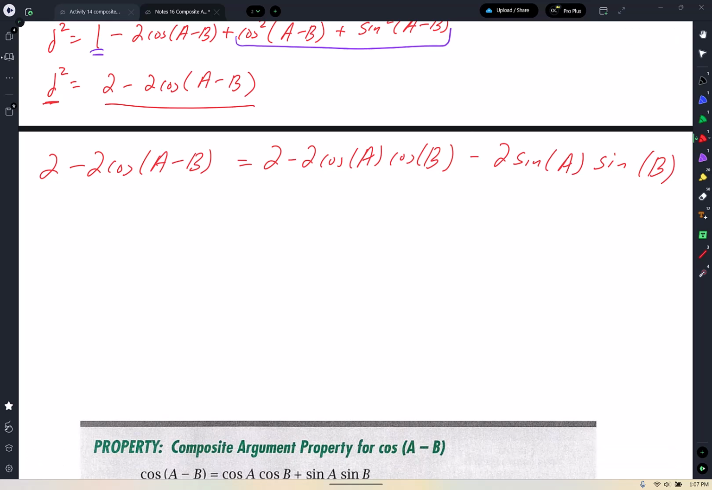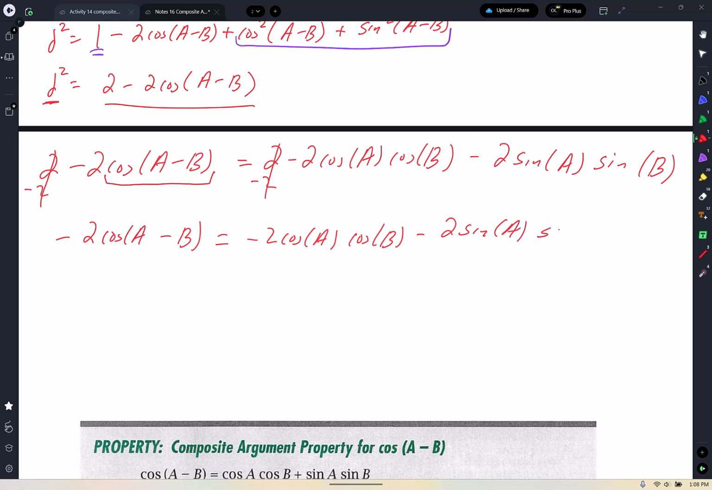All right, guys, check it out. We're done. What are we looking for? We're looking for cosine A minus B. So the first thing I'm going to do, I need to get cosine (A minus B) by itself. So I'm going to subtract 2. I need to get rid of that 2. Whatever I do to one side, I do to the other. So those 2's just go away. And now I have this: negative 2 cosine (A minus B) equals negative 2 cosine A cosine B minus 2 sine A sine B.